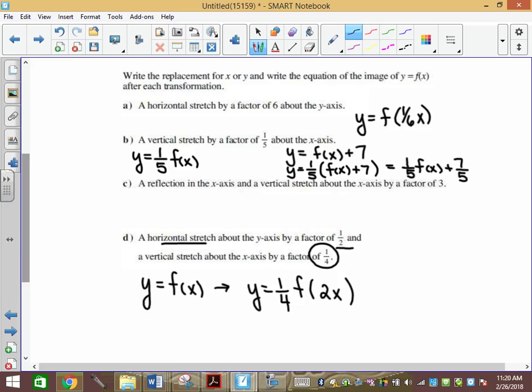Now, why didn't I put it in brackets and apply it to the whole thing? I did apply it to the whole thing. You only need brackets if what did I need back here in order to have brackets so that I made sure I put it to the whole thing. If I had a vertical translation, like a plus 7 at the back, I would have to make that quarter go to the plus 7 as well.